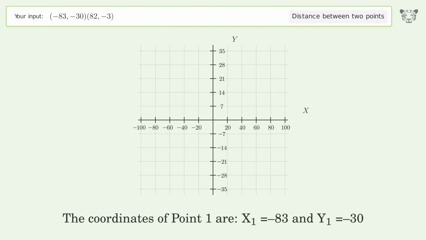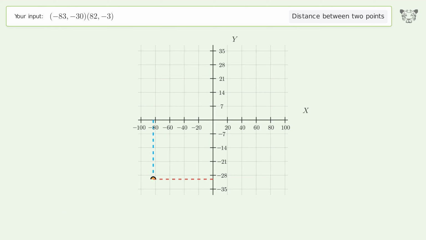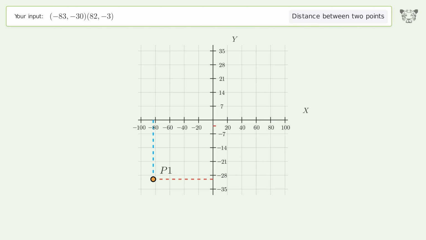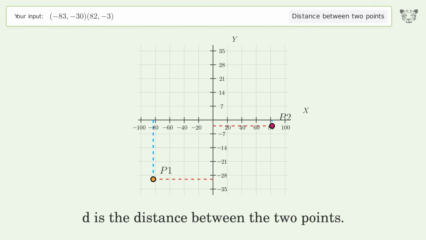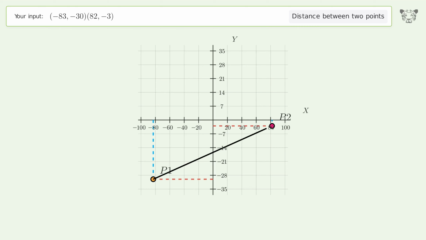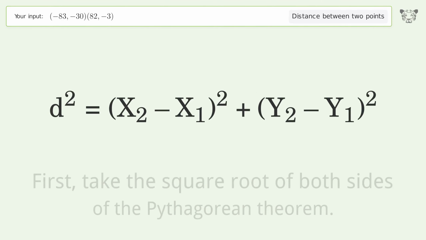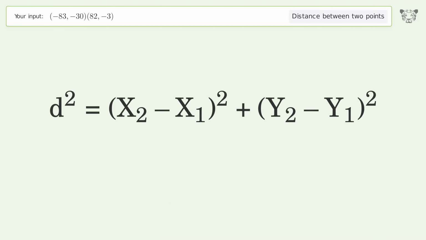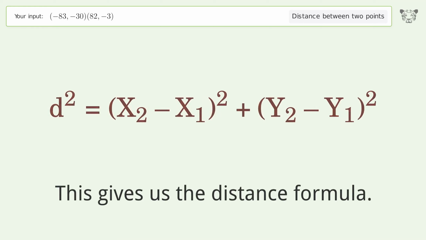The coordinates of point 1 are x1 equals negative 83 and y1 equals negative 30. The coordinates of point 2 are x2 equals 82 and y2 equals negative 3. D is the distance between the 2 points. First, take the square root of both sides of the Pythagorean theorem. This gives us the distance formula.